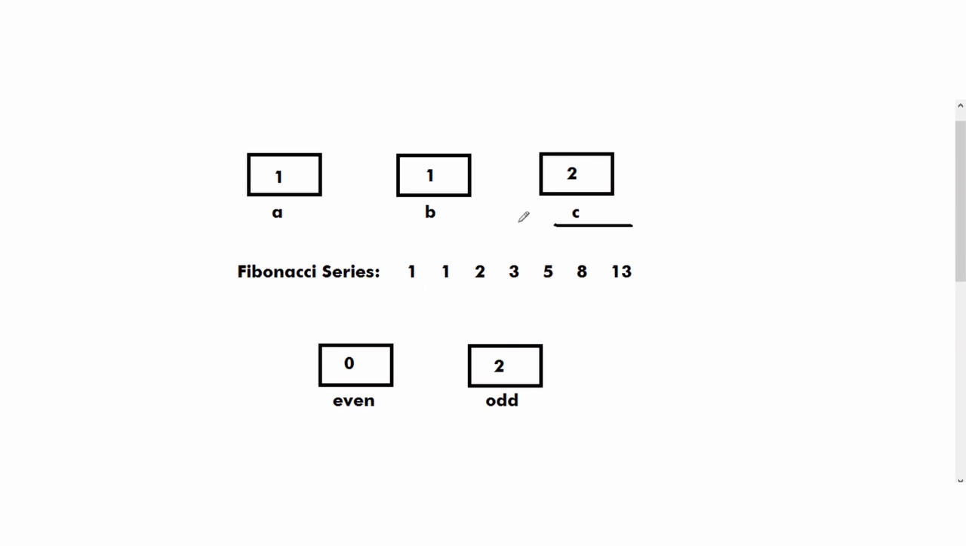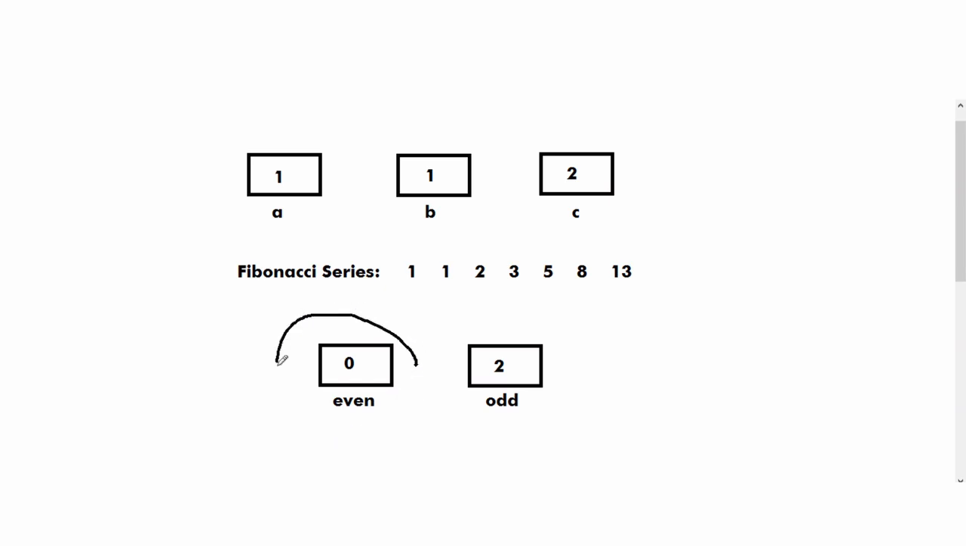After displaying the value of c, we will store the value of b inside a and the value of c in b. This way we will again add the values of a and b, store that value in c, and then display it, so we will get 3. This is the process that we have to follow to print a Fibonacci series.